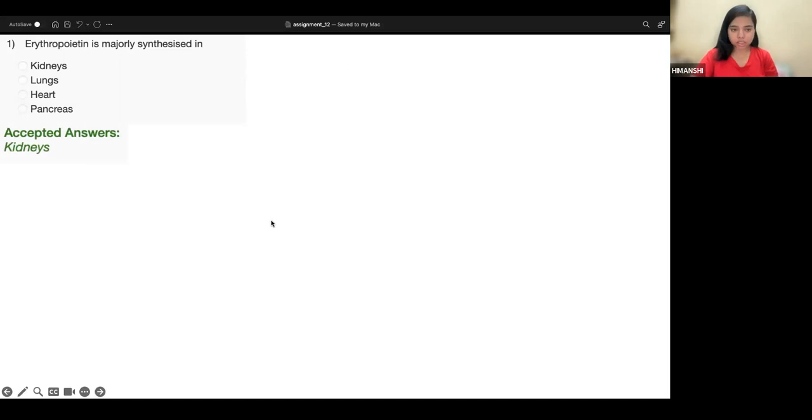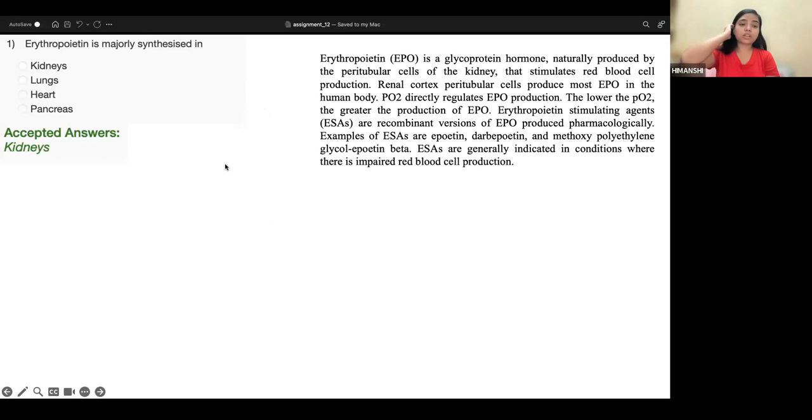Yeah, so the correct answer is kidneys. If you have followed the session, this might not come as a shock to you. But if you have not, don't worry, we're going to discuss what erythropoietin is. Erythropoietin, EPO in short, is a glycoprotein hormone. So we can divide these two things, right? What does glycoprotein mean? Glycoprotein means it's a protein with carbohydrate associated with it. Glyco means glucose or carbs, right? Hormone: it is a hormone naturally produced by the peritubular cells of the kidney, correct? That stimulates red blood cell production.